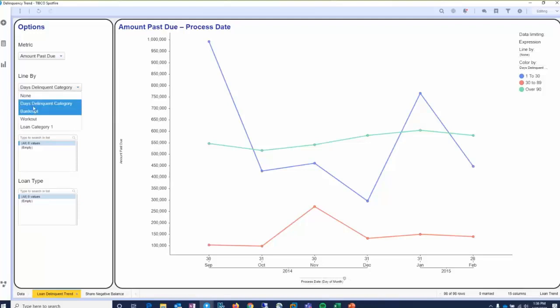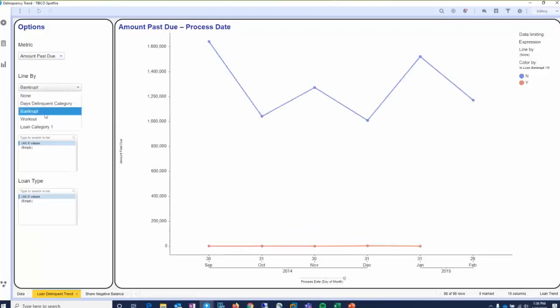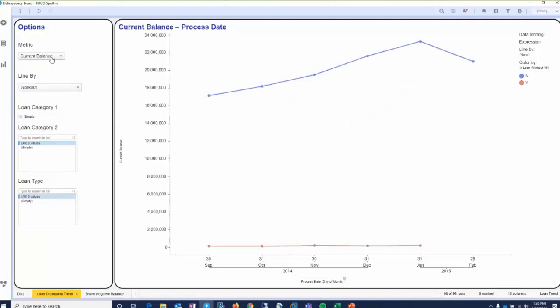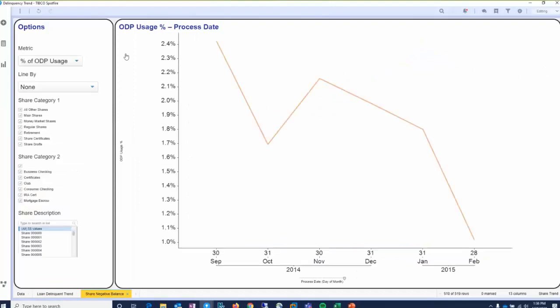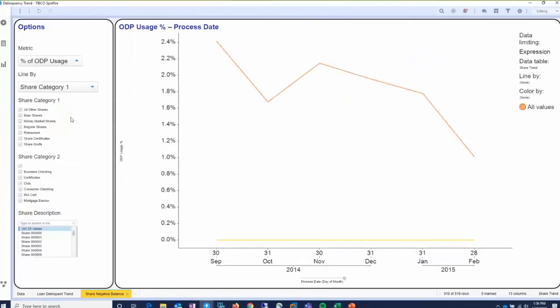You can break it down by what's the delinquent category, or what's in bankrupt, or what's in a workout. You can look at the amount past due, what's the current balance, so you get a better chance of what's at risk, the total account, and so on and so forth. And you do that on the loan side and on the share side, and do, say, percent of the ODP usage. You can break it down by share category 1, and you can do a bunch of filtering as well.